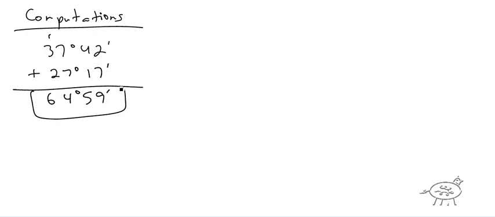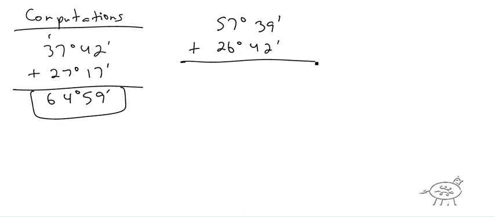What we're going to do now is something just a little bit more challenging, because things don't necessarily always work out so nicely. So here's the next one. Now notice I'm lining it up. It's really important to line it up. So 57 degrees, 39 minutes, plus 26 degrees, 42 minutes. Well, 9 plus 2 is 11. 3 plus 4 is 7, so it's 81. And 7 plus 6 is 13. 5 plus 2 is 7, plus 1 is 8. So you add up the degrees together and you add up the minutes together.